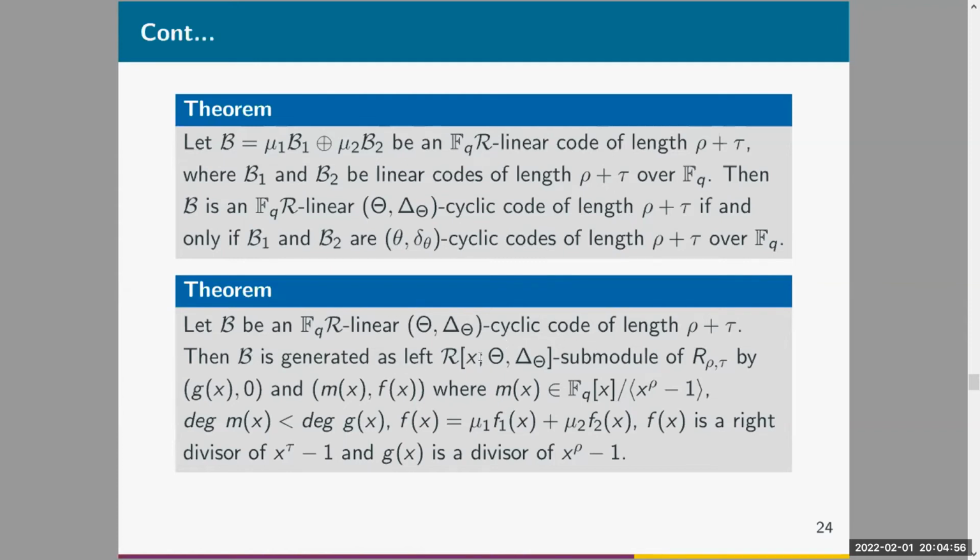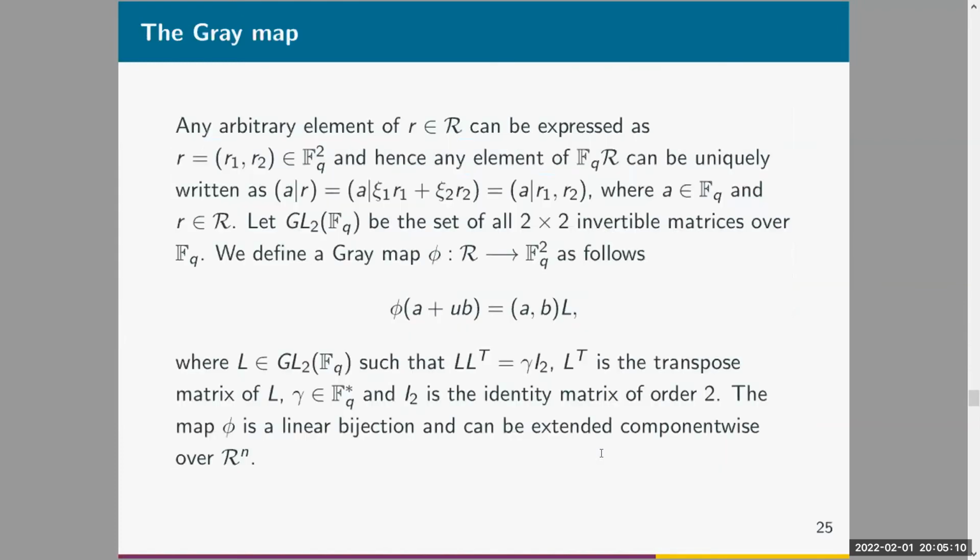B is generated as this left R[x] theta delta theta submodule of rho plus tau, and it is generated by the polynomial f(x), which is a right divisor of x to the power tau minus 1, and g(x), which is a divisor of x to the power rho minus 1.